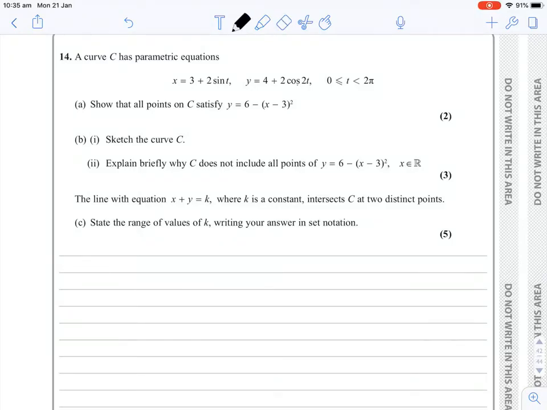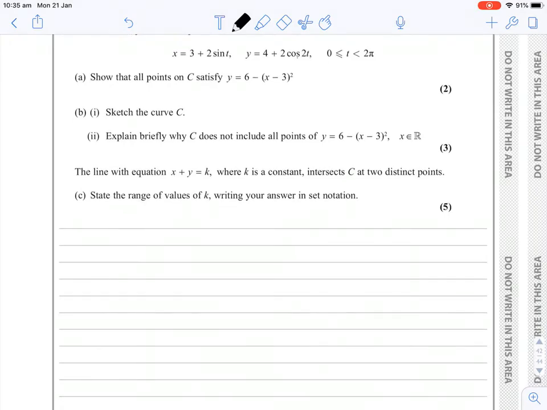Question 14. A curve C has parametric equations x equals 3 add 2 sine t and y is 4 add 2 cos 2t. Show that all points on C satisfy y is equal to 6 minus (x take away 3) all squared. So if we look at our equation of y is equal to 4 add 2 cos 2t and x is equal to 3 add 2 sine t.